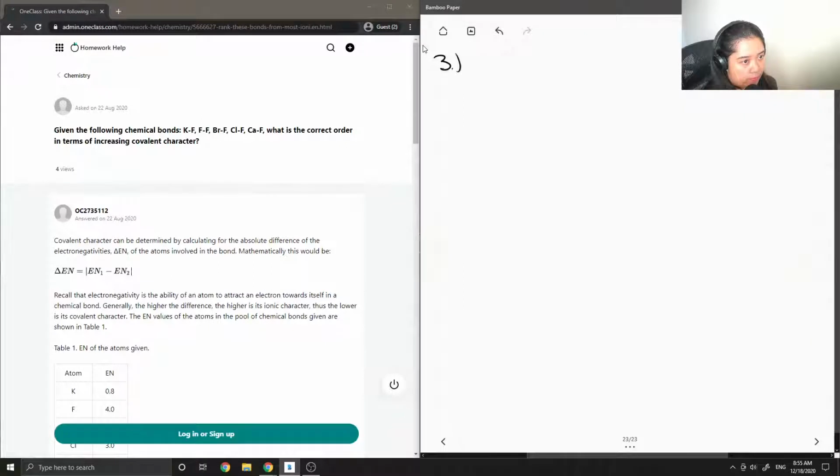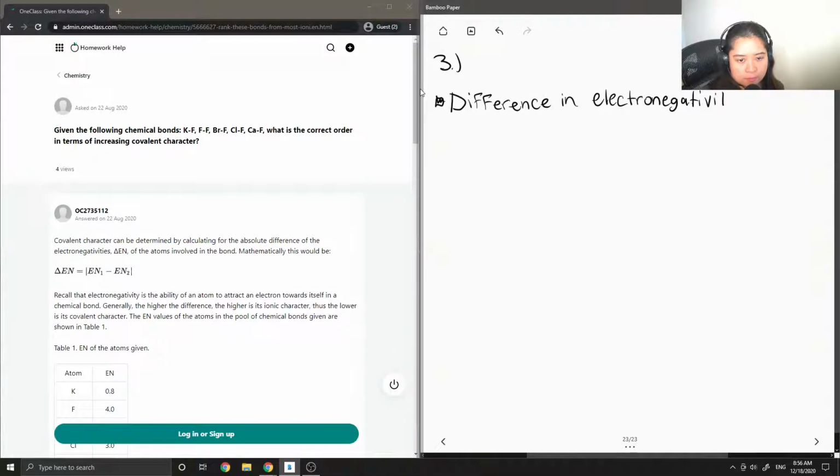Okay, so question 3. Given the following chemical bonds, potassium fluoride, fluorine fluorine, bromine fluorine, chlorine fluorine, and calcium fluorine, what is the correct order in terms of increasing covalent character? Typically we want to look at the difference in electronegativity. Each atom has a certain electronegativity value, and when we take the difference between the two of them, which can be shown as delta En, this can tell us how covalent the chemical bond is.